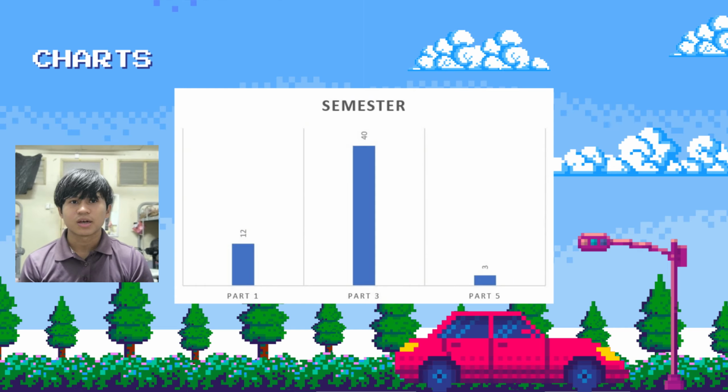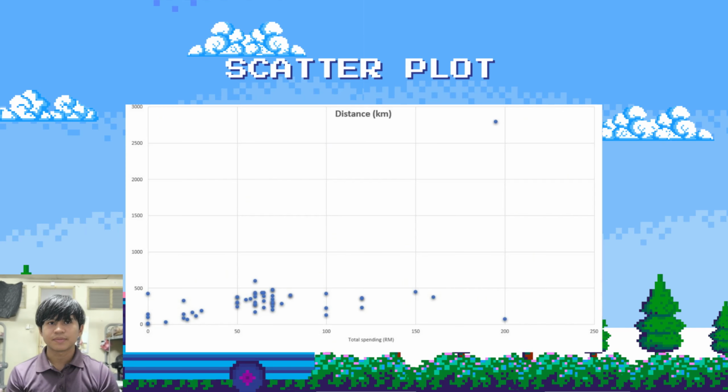Because most respondents are from Part 3, the results are more influenced by students who already have stable schedules and regular travel patterns, which may affect their transportation choices and spending behavior. Finally, let's look at the scatter plot, which shows the relationship between total spending in Ringgit Malaysia and distance traveled in kilometers. Most of the data points are clustered at lower spending and shorter distance, indicating that many respondents travel nearby and spend less on transportation.